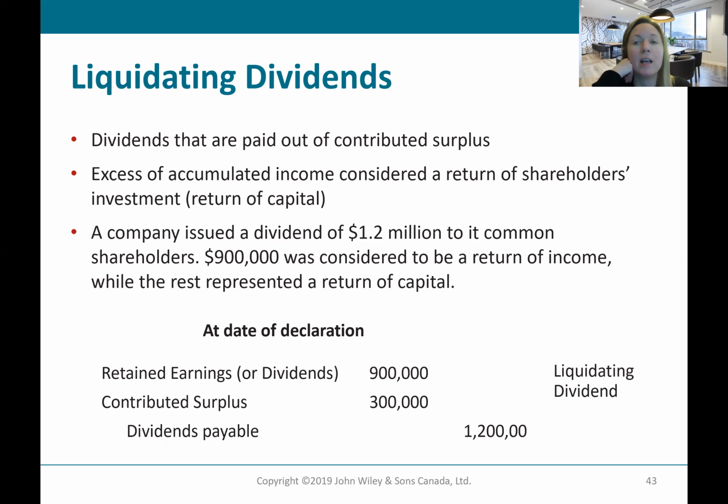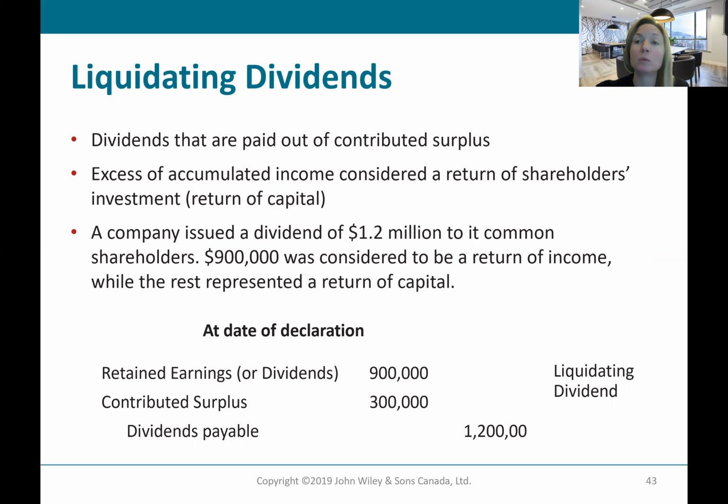It's not issuing funds from net income. This is actually returning capital to the shareholders. So for instance, here's an example. A company issued a dividend of 1.2 million to its common shareholders. 900,000 was considered to be a return of income, while the rest represented a return of capital, meaning contributed surplus.